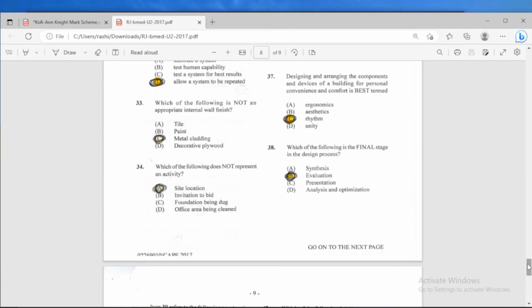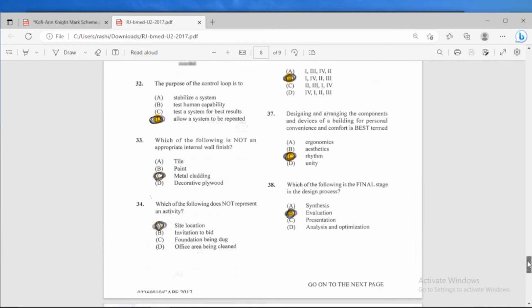Number 34. Which of the following does not represent an activity? Is it site location, invitation to bid, foundation being dug, office area being cleaned? Now it says represent an activity, which should mean something that you can do. An invitation to bid. You can invite to bid and you can also bid. So that's something that you can do. Foundation being dug, that's something that you could also do. Office area being cleaned is also something you can do. But site location is just a thing. It's a noun, not a verb. So here it would be site location.